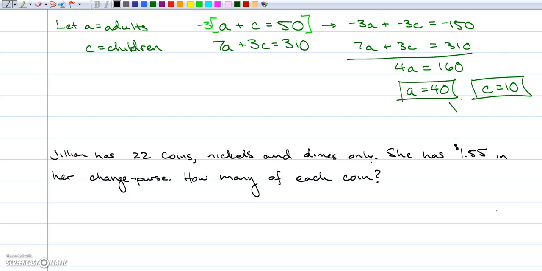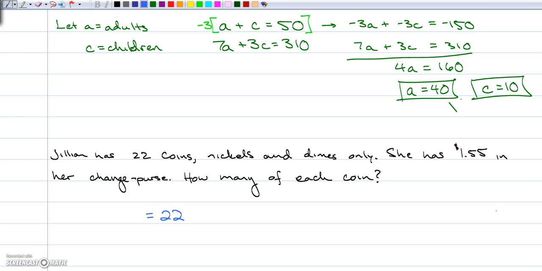I'm going to skip the define-the-variable stage because I think everybody is comfortable with that part. How many coins is it total? That is what we need to be counting. Your first equation, William, what do you think? She has 22 coins total. Correct. That's for sure. That means it equals 22.